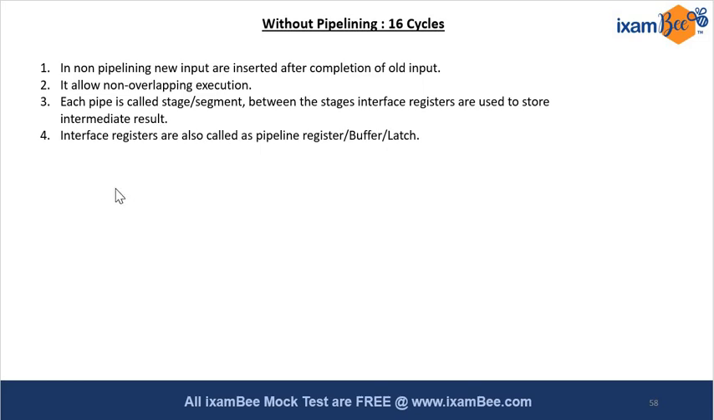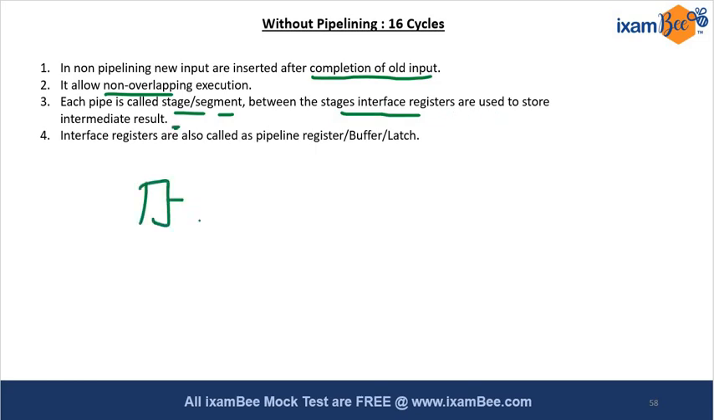Now, without pipelining, there are some points that you need to remember. In non-pipelining, new input is inserted after the completion of the old input. So there is no overlapping. It means it is a non-overlapping execution. Here each pipe is called a stage or segment. Between the stage interfaces, registers are used to store the intermediate result.